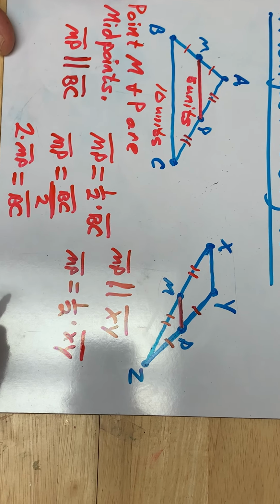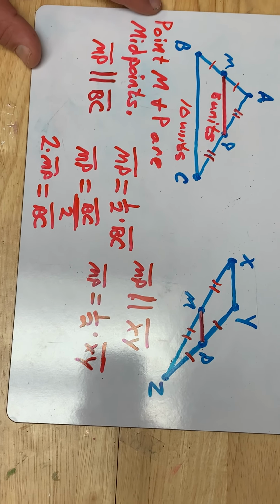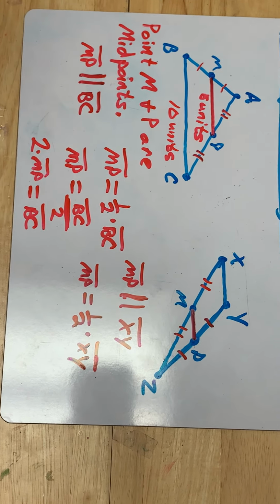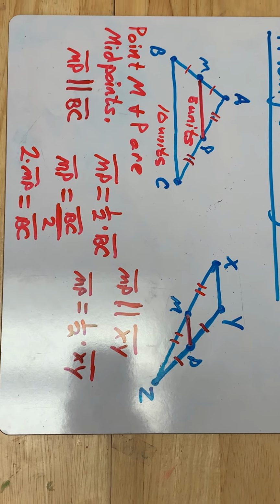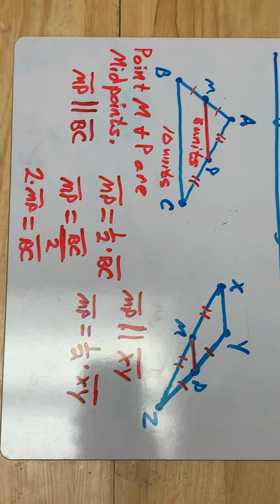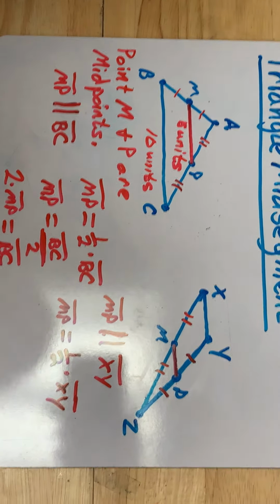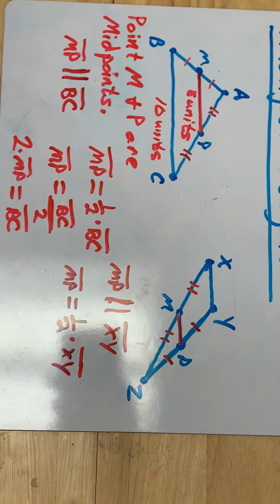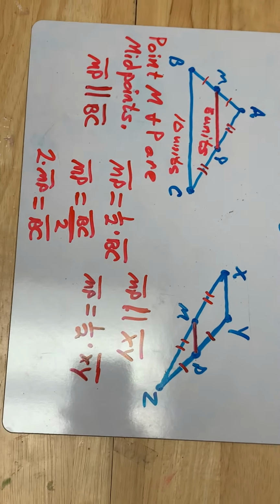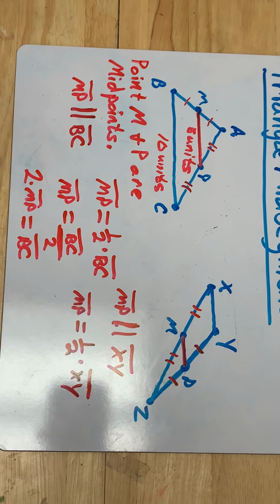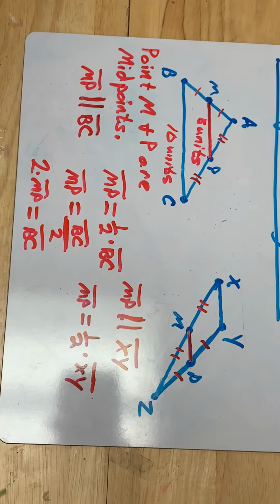Okay? Now, again, it's not just understanding that, but it's also being able to apply it and use it. So if I give you a specific piece of information like, hey, MP is 3 units, how long is XY? Or you know, if you're given that you have 2 midpoints, what can you tell me about the triangle midsegment and its length if XY is 8?